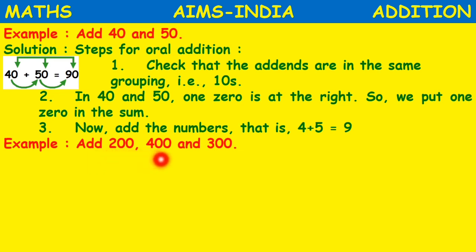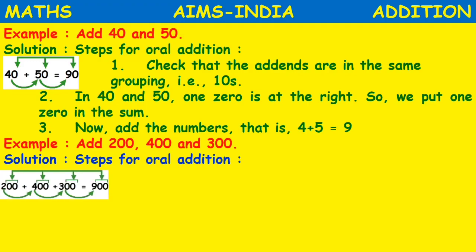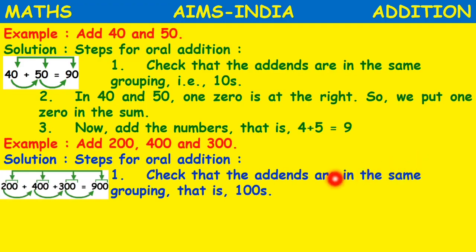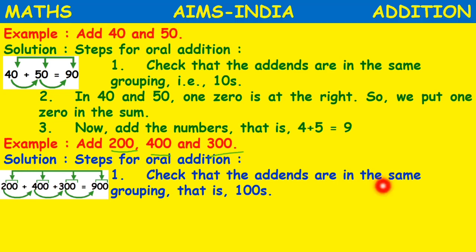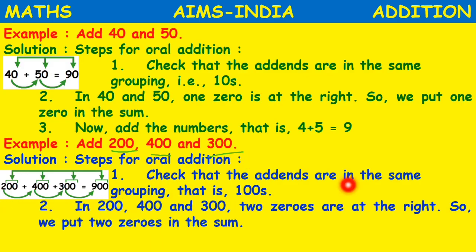Add 200, 400 and 300. You might think, oh, such big numbers they are. They are 3-digit numbers, and that too we are having 3 numbers. Now how to add this orally? Again, this is also very simple. The first step would be again checking that the addends are in the same grouping. These are hundreds, right? 200, 400, 300. So all these 3 addends are in the same group, that is hundreds.